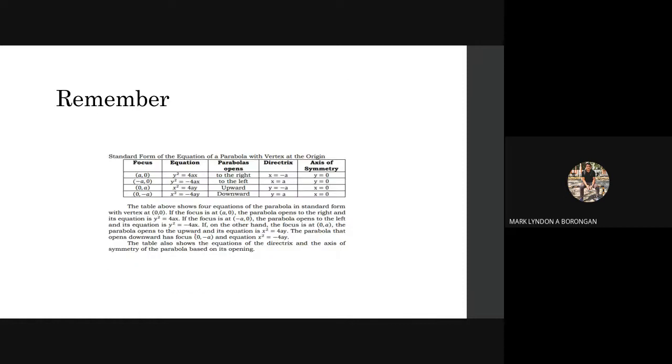So let's proceed. All you have to remember is the standard form of the equation of a parabola with vertex at the origin. If we are at the origin, guys, that is at (0, 0), right in the middle of the Cartesian plane. Okay? The focus will be (a, 0), and it has different cases.